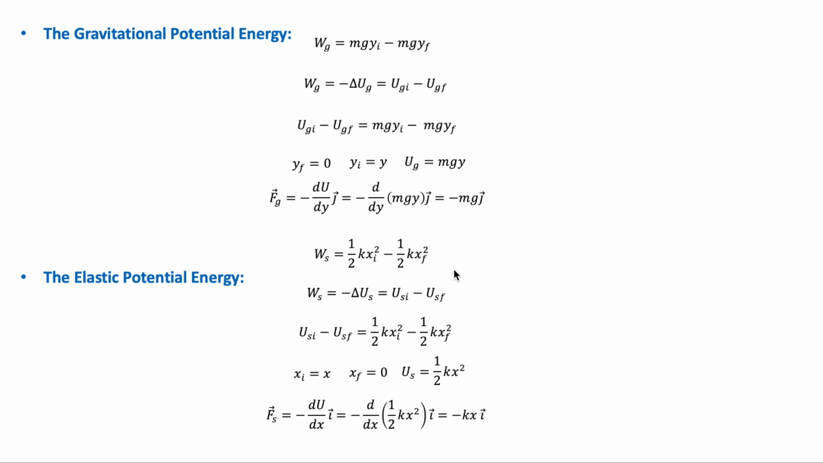And from this we can find the change in the potential energy of the system, and if x initial is equal to x and x final is 0, then the elastic potential energy of the block-spring system is equal to half kx squared. And from this we can find the spring force, which is minus the differentiation of U with respect to x, which is minus kx i.